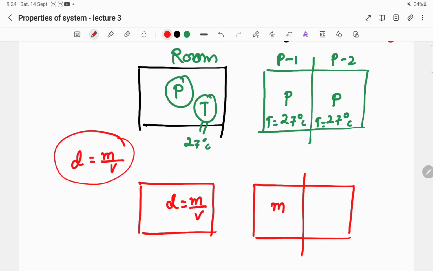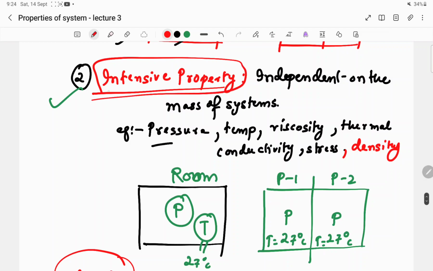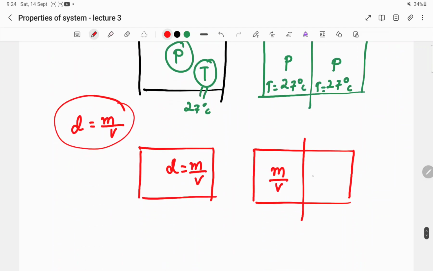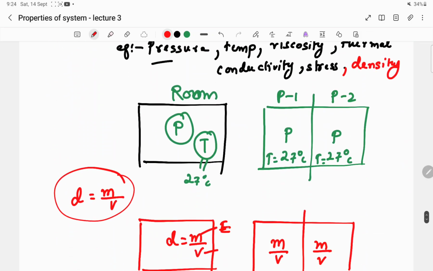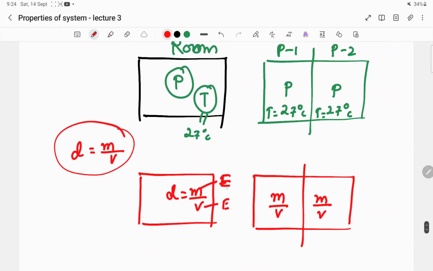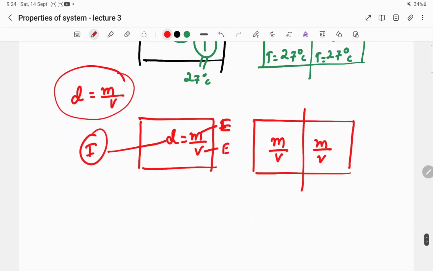If it is m by v, for that to remain an intensive property, it should all remain as m by v, and this part should also remain as m by v. So how can it be? Because mass is an extensive property, dependent on mass, and volume is also an extensive property. So extensive property divided by an extensive property, how can it be an intensive property? But density is an intensive property. Let's see. Let's say, here in this case, let me remove this one.